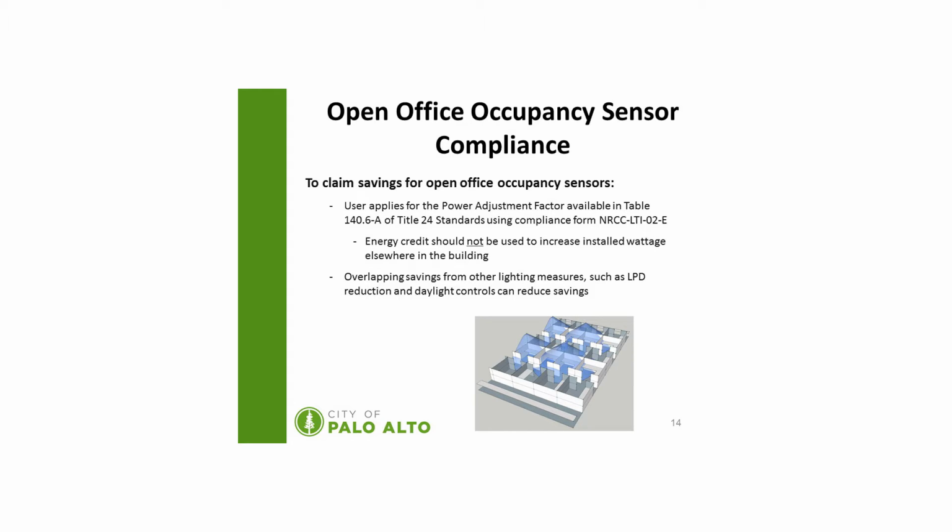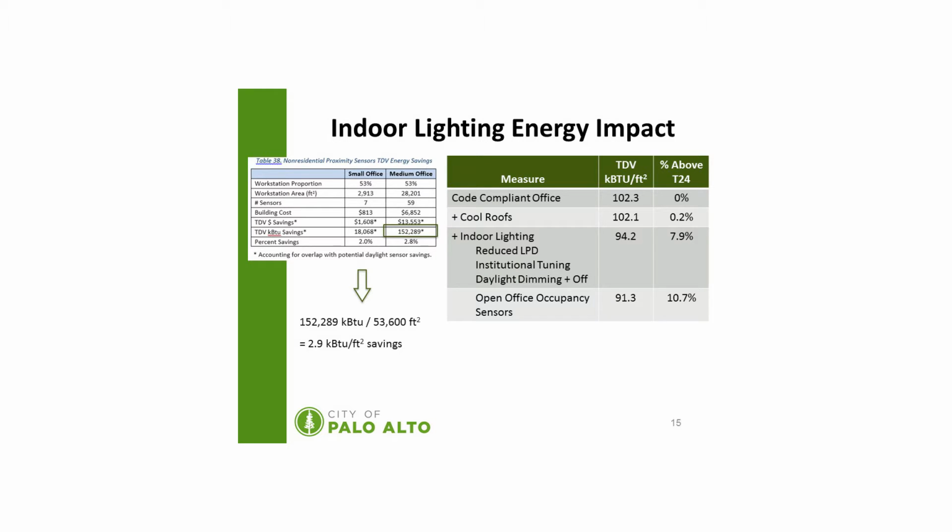And I will note in our analysis, we accounted for overlap in savings from the other lighting measures I just described. So we took the overlap of the lighting measures we already had, saw the lighting energy use in our proposed building, and calculated that installing occupant sensors would reduce our energy use by 2.9 kBTU per square foot. So that's subtracted from the previous value we had from all three of our measures to arrive at 91.3 kBTU per square foot and our 10.7% total compliance margin. So we've met our goals with a few measures here.